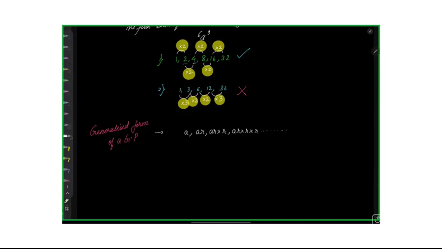It can also be written as A, A R, A R square, A R cube, right? This is the first term, second term, third term, fourth term, right?